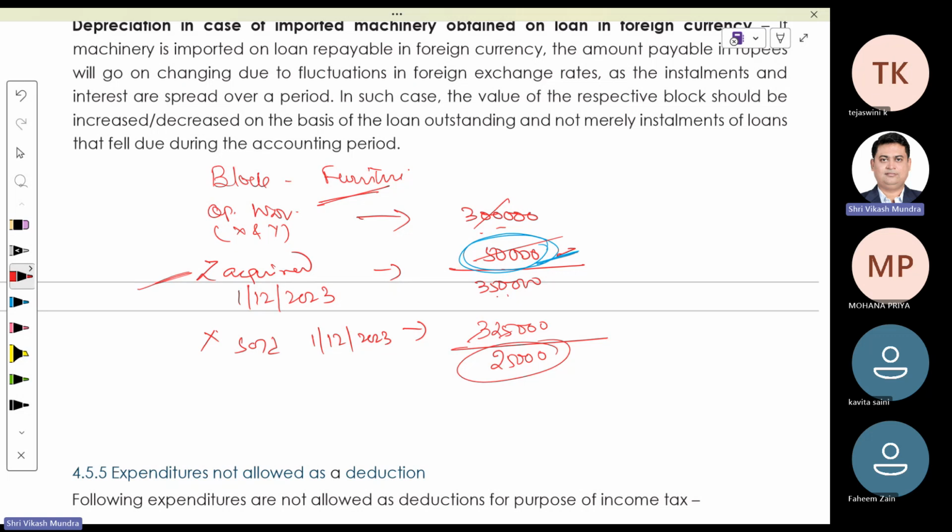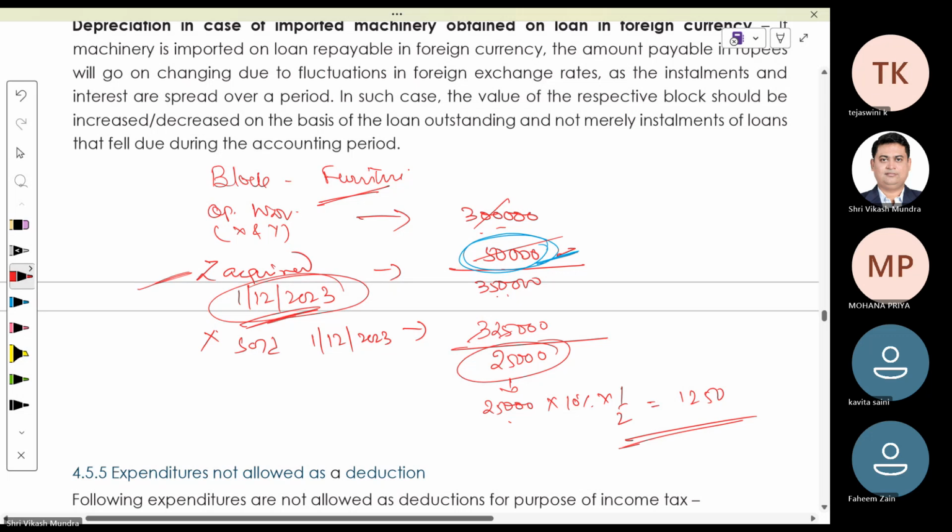On this latest value, we are supposed to charge depreciation at half rate because that asset was put to use for less than 180 days. Hence, on this 25,000, depreciation would be 25,000 into 10% divided by half. Hence, 1250 would be my amount of depreciation.